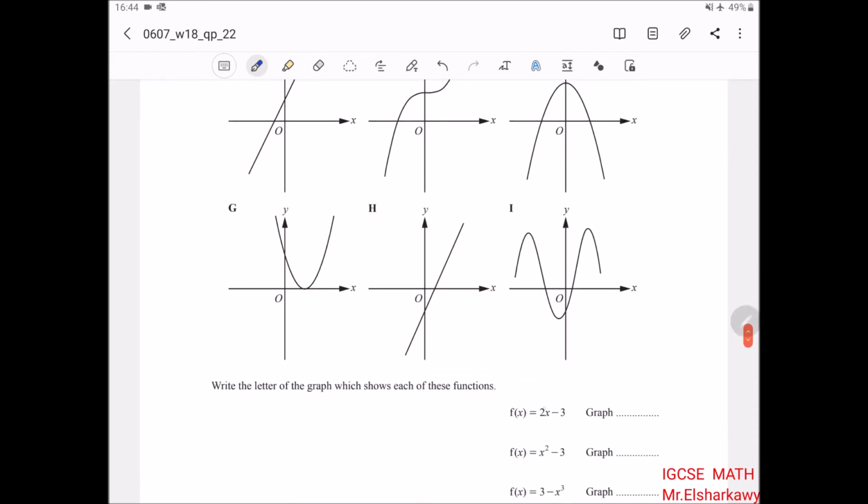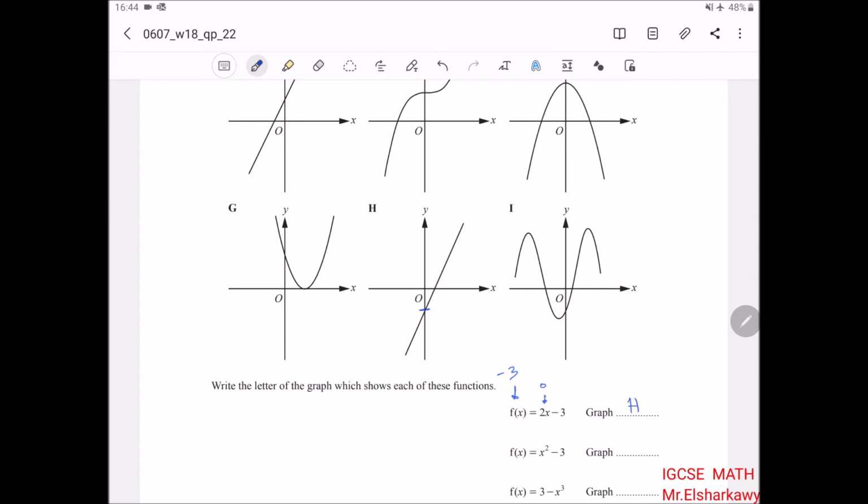We can substitute when x is 0. Here when x is 0, we'll get that f(x) would be equal to 0 minus 3. So this is our y-intercept. It's minus 3, so H would be the right answer. It's a linear graph with intercept minus 3, so here our answer is H.